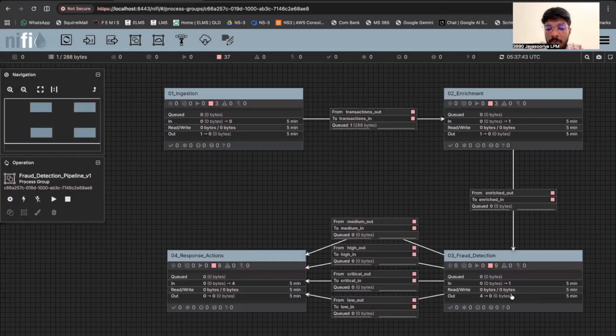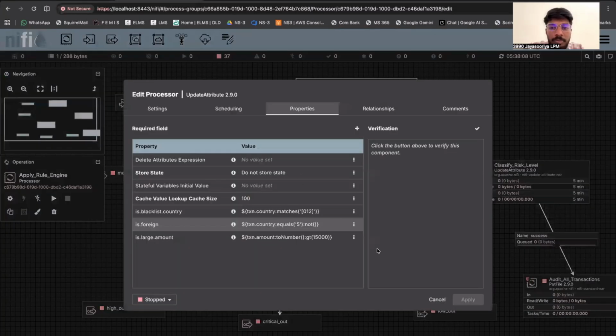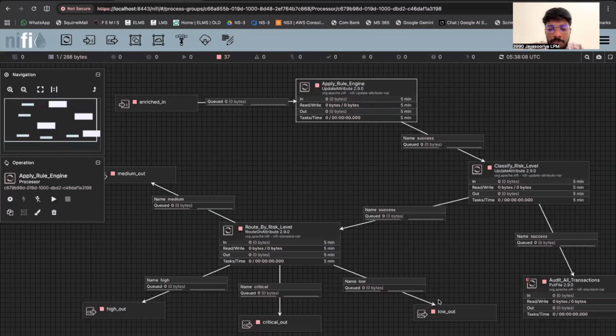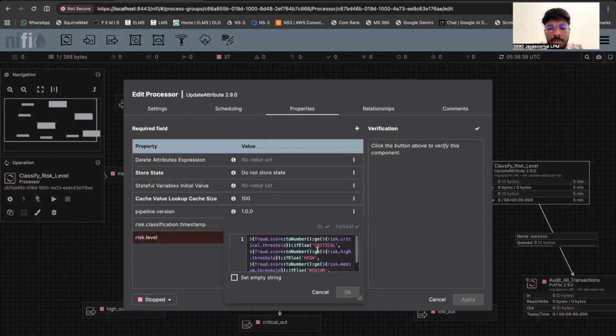This is the analytic heart of the pipeline, and it applies a rule engine. It evaluates five parallel detection signals, such as large amount and blacklisted countries, and each signal becomes a Boolean attribute on the flow file. Classify risk level combines those Booleans into a single attribute level: critical, high, medium, or low.